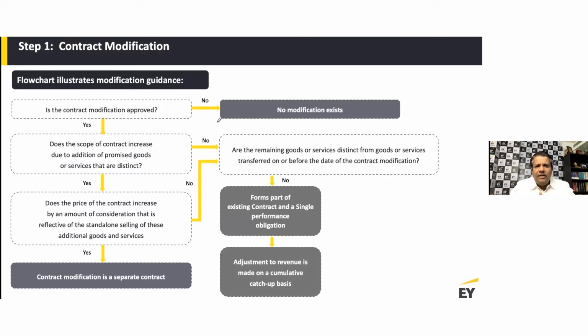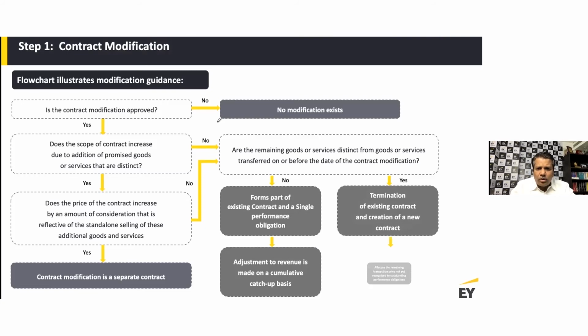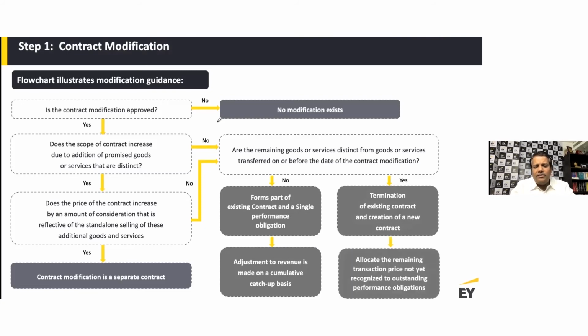And again, we will try and understand this with the help of an example. It may also result in a termination of an existing contract and creation of a new contract. From that perspective, if you modify the scope and term, we will try and again understand how we need to deal with it in different scenarios.